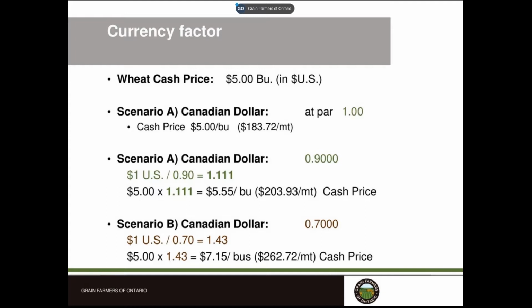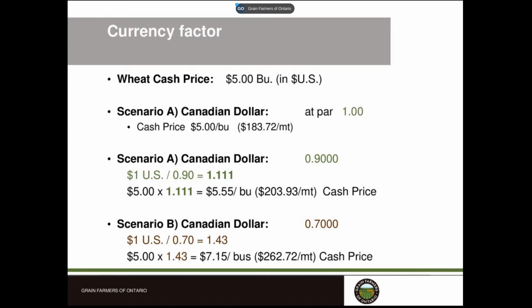A scenario where the Canadian dollar is lower and it's trading at 90 cents, the multiplication factor is about 1.11, which means that every dollar we have in US, we get $1.11. Great if you're selling something to the US, absolutely terrible for all the wives here that want to go shopping in Buffalo. Not good. So in that case, the wheat that we sold at $5 is now $5.55.